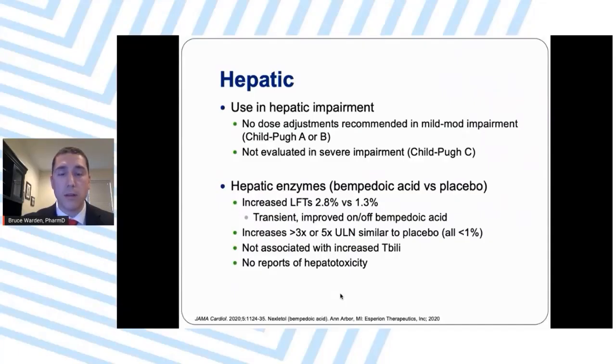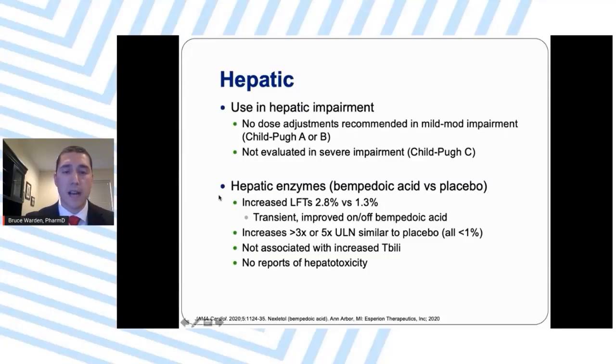Now, the hepatic system. As I mentioned, bempedoic acid really has very little reliance on hepatic biotransformation, no CYP involvement. But there is the hepatic activation from the prodrug to the active bempedoic acid. But any degree of hepatic impairment thus far, from mild to moderate, really seems to have very little effect on plasma bempedoic acid concentrations. We see a reduction of about 10 to 20%, which should not change any of the efficacy measures for bempedoic acid. But again, similar to what we see in the renal system, we have not evaluated this agent in severe forms of hepatic impairment. So that needs to be investigated.